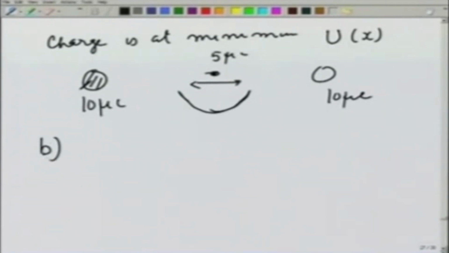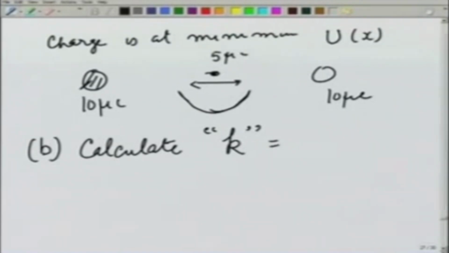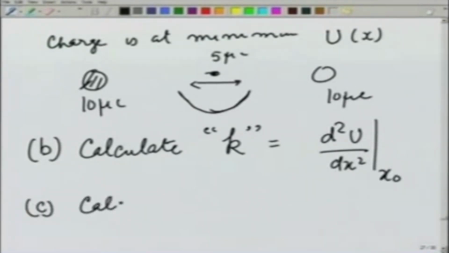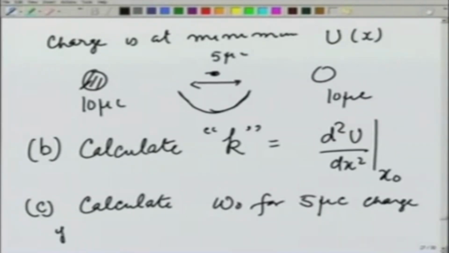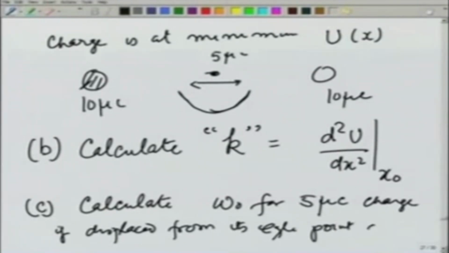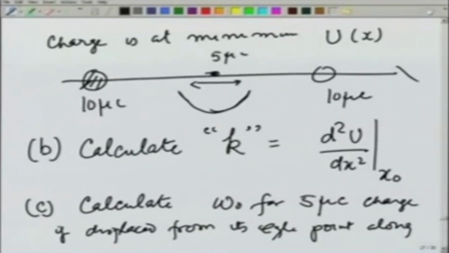Number 2, calculate the spring constant K, which we have already decided is d2U over dx square at the equilibrium point, and therefore, calculate the oscillation frequency omega naught for 5 microcoulomb charge if displaced from its equilibrium point along, let's call this the x-axis.